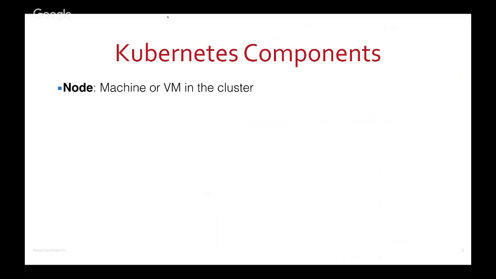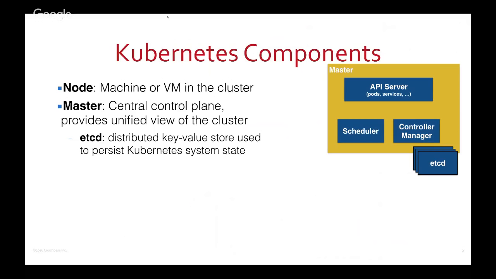Talk a little bit more. In Kubernetes concepts, you have the concept of a machine or a node. Well, a node is a machine or a VM in the cluster, as we talked about. There are two types of nodes. There is one master, which is basically the central control plane, which provides a complete holistic view of the cluster, which is how you control the cluster, etc.